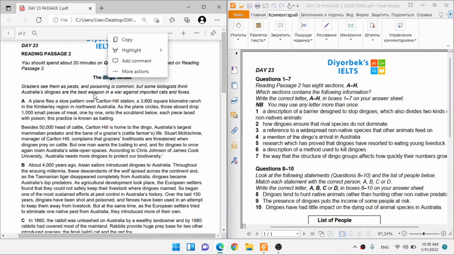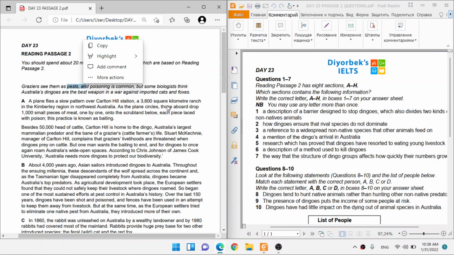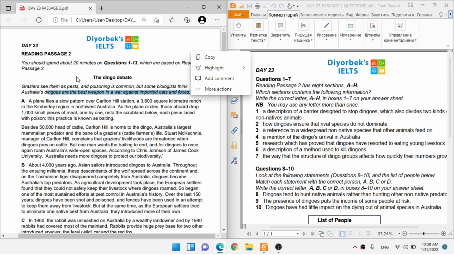So I know the dingo is kind of an animal. Grazers see them as pests and poisoning is common, but some biologists think Australia's dingoes are the best weapon in a war against imported cats and foxes. So we've got two groups of people who think differently about the dingoes. Biologists think they are good to kill off cats and foxes that are not good. There are grazers who see them as pests, and they even go far to kill them.